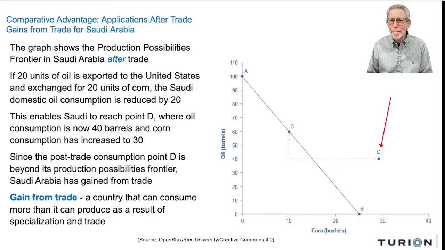And because they get a bigger bang for their buck, as you might have heard that expression, they get more benefit from trading. Suddenly there's the opportunity to feed the people with more corn than there was if Saudi Arabia was only using their own productive capabilities. What's the gain from trade? The gain from trade in this example is Saudi Arabia can consume more than it can produce as a result of specializing in oil and trading for corn.